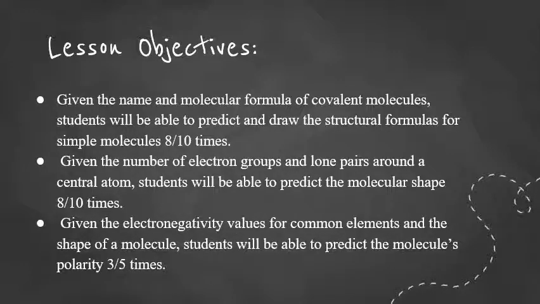Our lesson objectives. We'll name a few of these here. Given the name and molecular formula of covalent molecules, students will be able to predict and name the structural formulas for simple molecules 8 out of 10 times. Given the number of electron groups and lone pairs around a central atom, students will be able to predict the molecular shape 8 out of 10 times, and given the electronegativity values, students will be able to predict the molecule's polarity 3 out of 5 times.